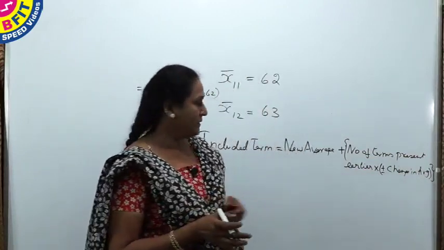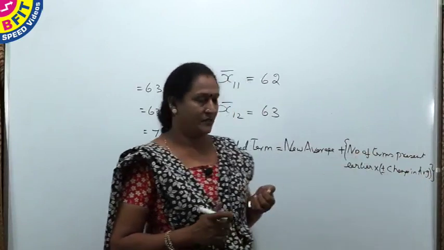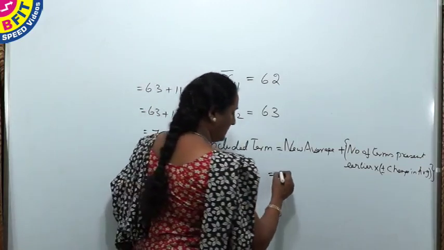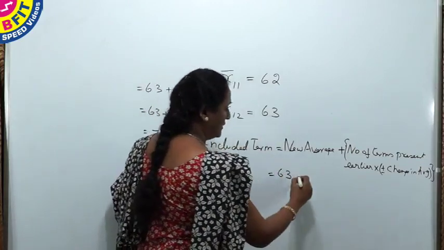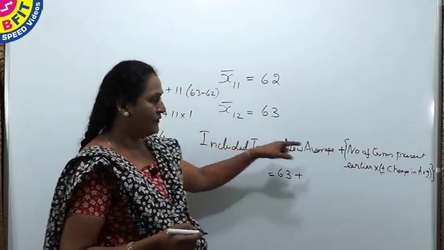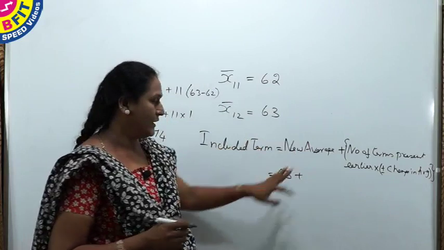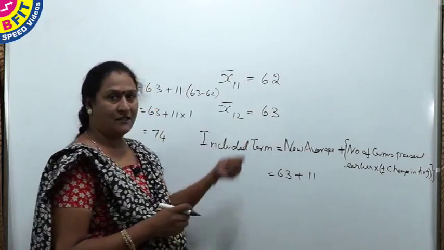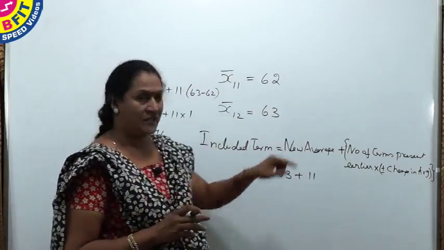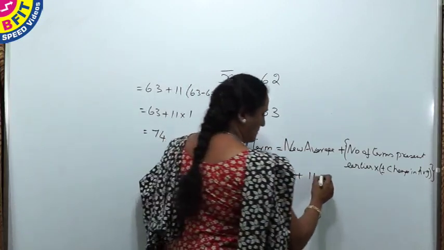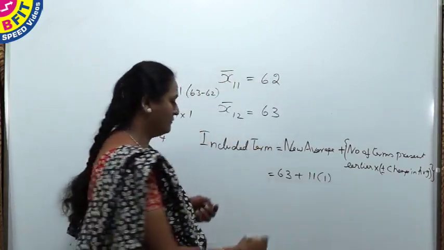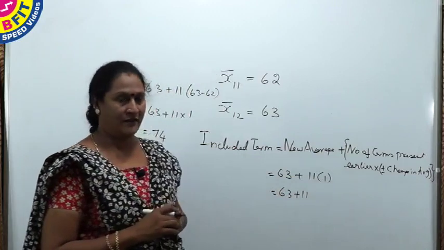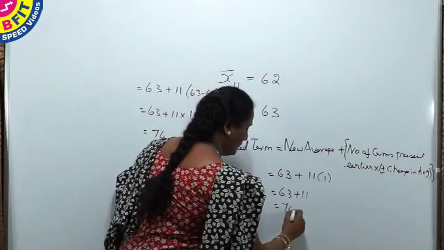When you are adding a term, you note that you have to add this expression. In our question, the new average is 63. As you are adding one term, we take plus. The number of terms present earlier was 11, so you take 11 here. Because of the addition of this 12th term, the average increased by 1, so the change in average will be plus 1. Now new average plus number of terms into change in average is 11, which is equal to 74.